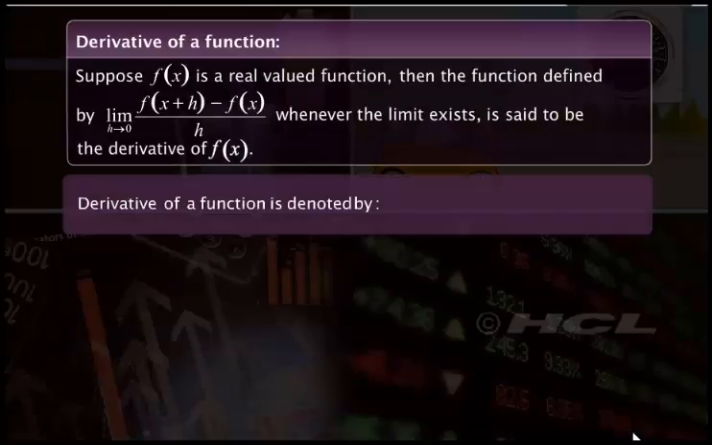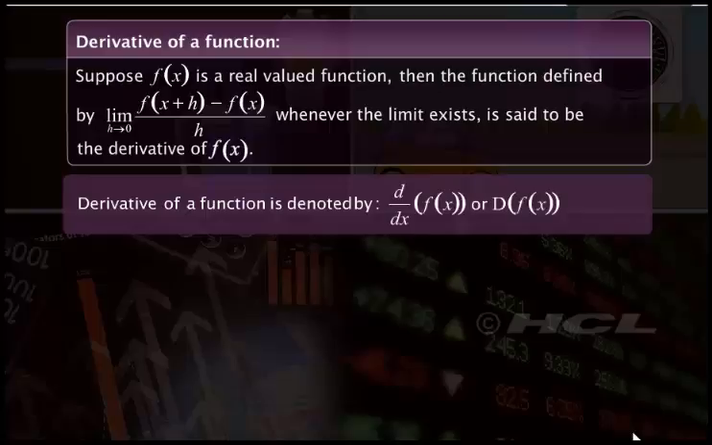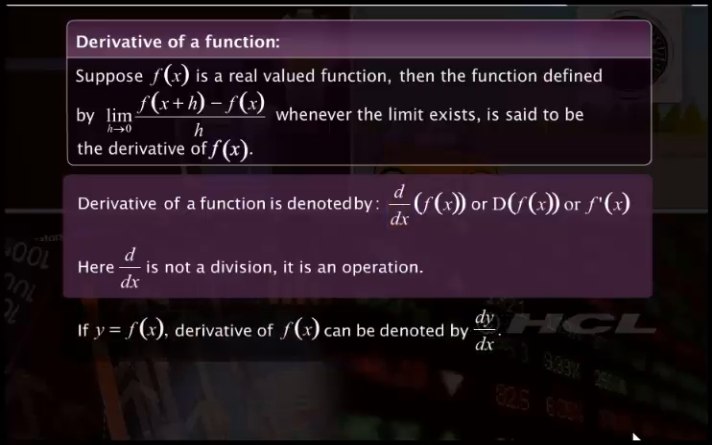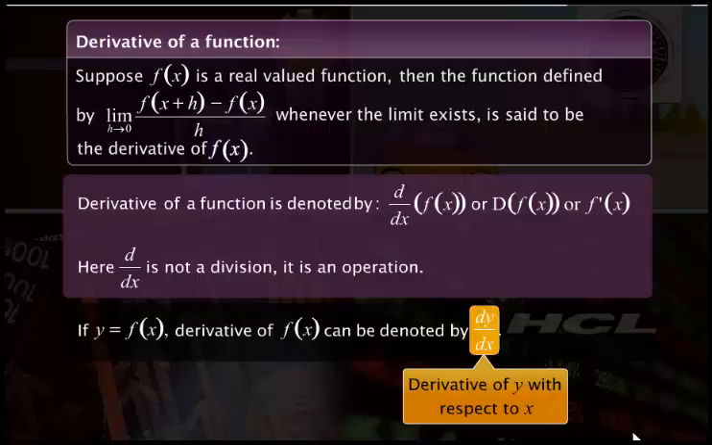The derivative of a function f of x is denoted by d by dx of f of x or d f of x or simply f dash of x. Notice that d by dx does not refer to division, it is an operation. If we write the function as y equals f of x, we may denote the derivative as dy by dx also. This is referred to as the derivative of y with respect to x.